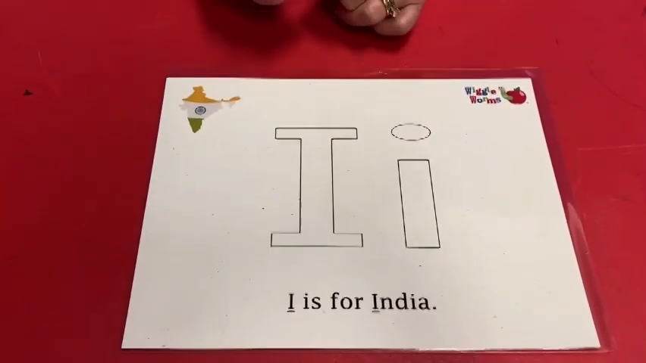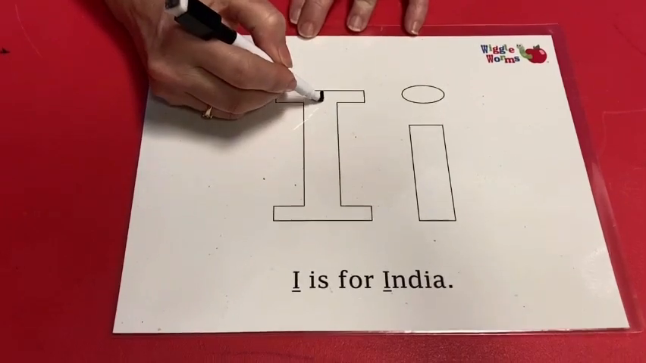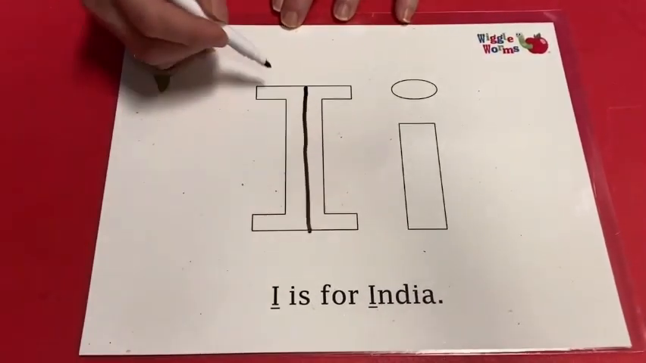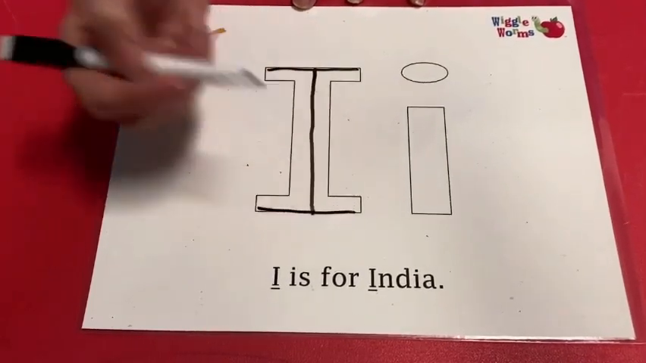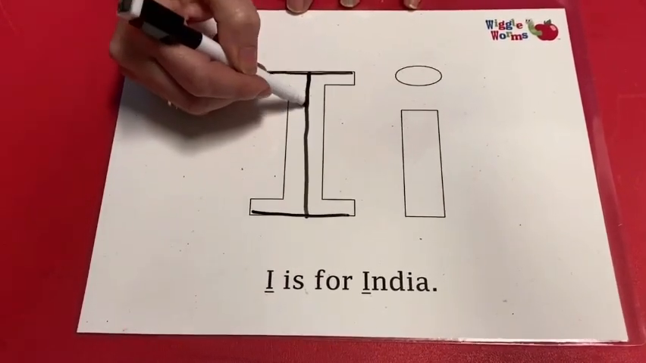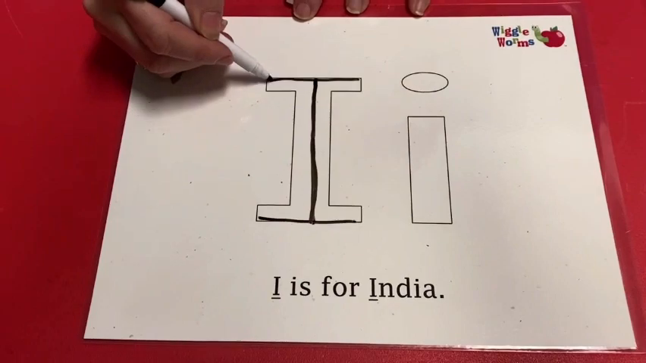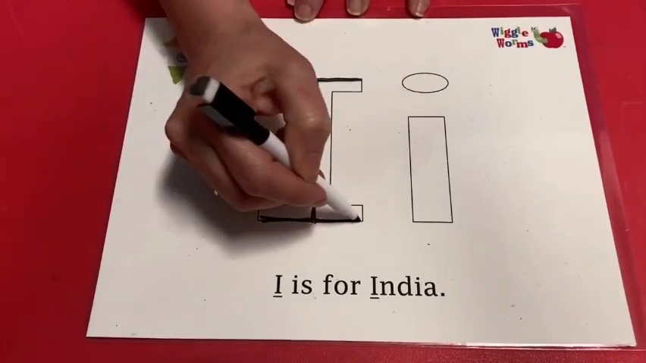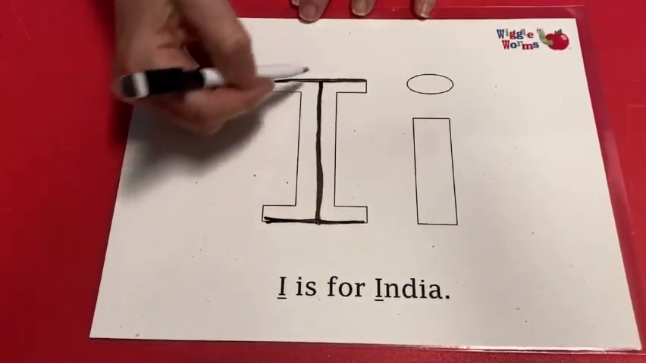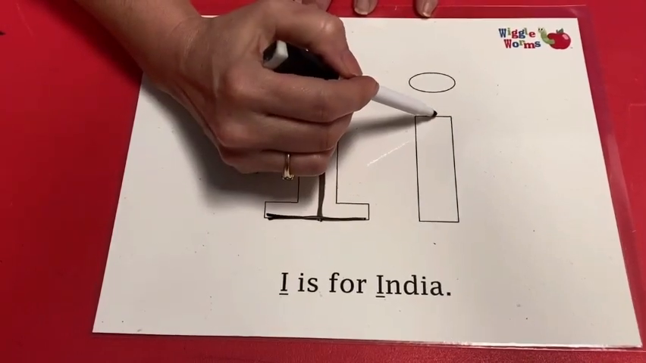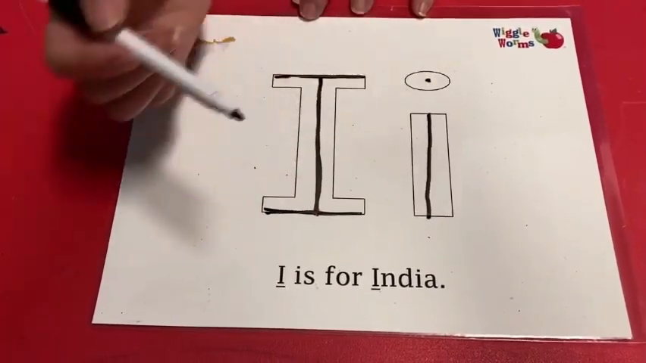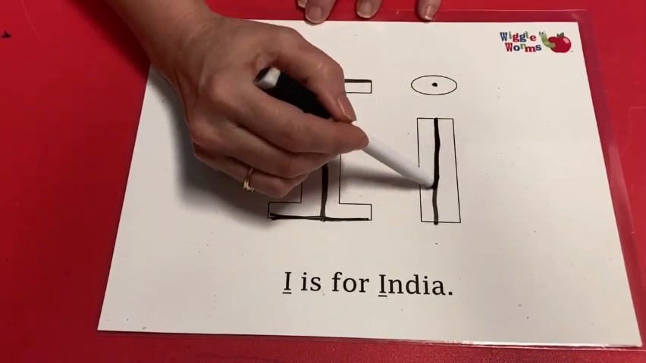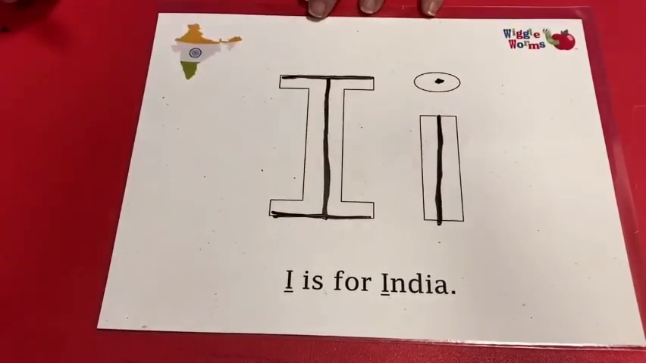Try it with your dry erase markers. Straight line down, give it a cross, give it a cross. If you feel up to it, color it in if you want. Color it all the way in. All right, lowercase, same thing. Straight line down, give it a little dot.